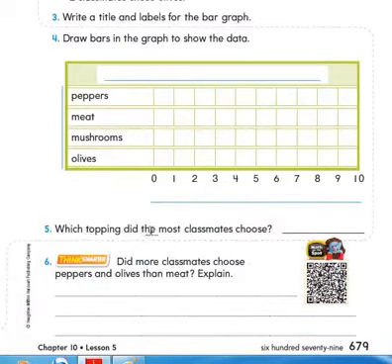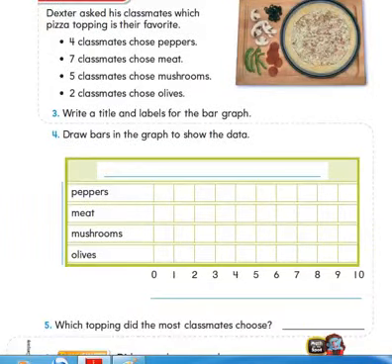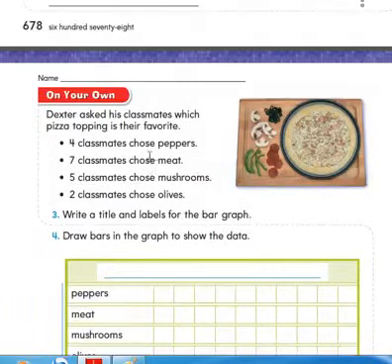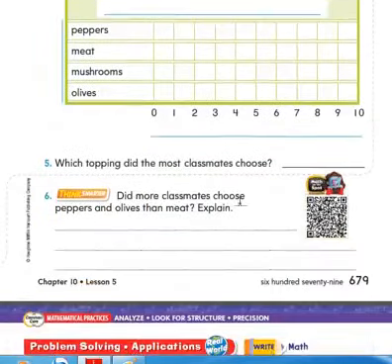Number 5, which topping did the most classmates choose? From our drawing bars or from these data, we can decide which topping did the most classmates choose. What do you think here? Yes, we have 7 classmates choose meat. This is the greatest number here, right? So this topping is the greatest one. So it will be meat. I will write here meat.